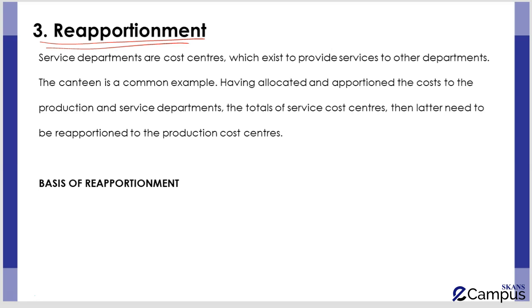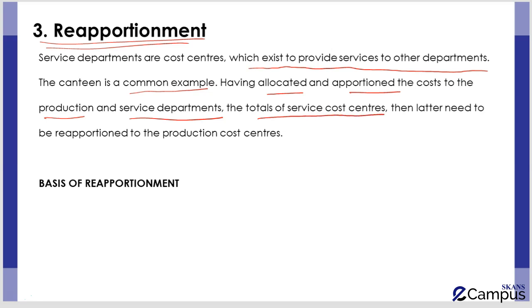This process is known as reapportionment. Here he says service departments are cost centers which exist to provide services to other departments. The canteen is a common expense. Having collected and apportioned cost to the production and service departments, the totals of the service cost centers then needed to be reapportioned to production cost centers.